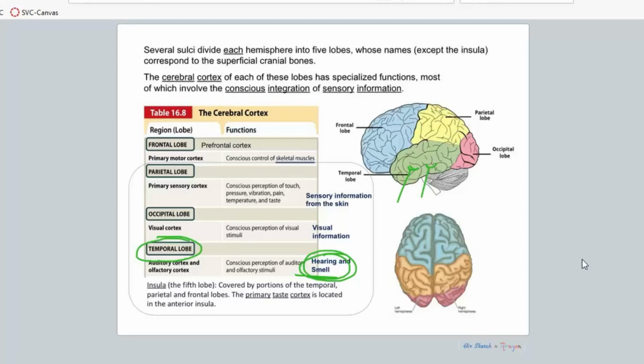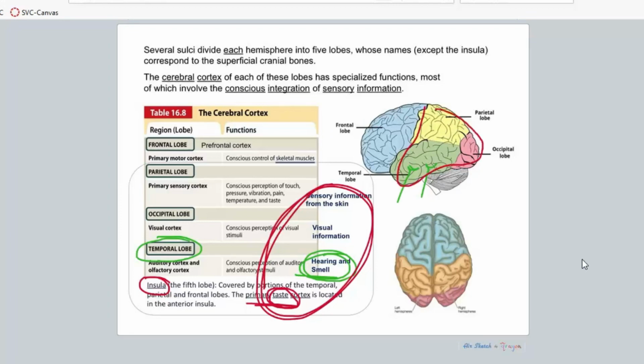And then lastly, we have the insula, and this is where we have the primary taste cortex. This is where taste is going to be integrated. So you can see all of this different sensory information coming from different parts of the body goes to these lobes right there to be processed.